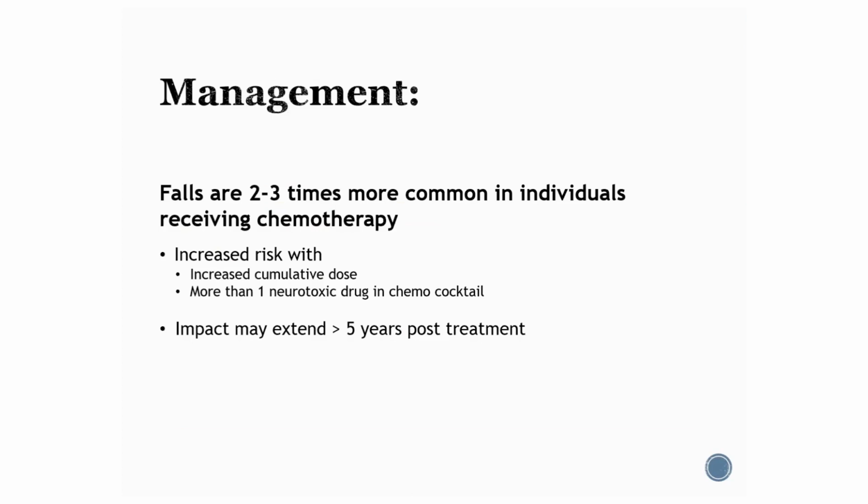see me. So the biggest thing that I talk to them about is falls. So individuals that have had more than one neurotoxic drug in their chemo cocktail that has caused neuropathy symptoms are more likely to fall. And that impact can last well beyond when you've had chemotherapy. So often we will do an assessment in physical therapy of balance and fall risk for individuals. And we'll talk to them about home setup and things like that because of that increased risk.